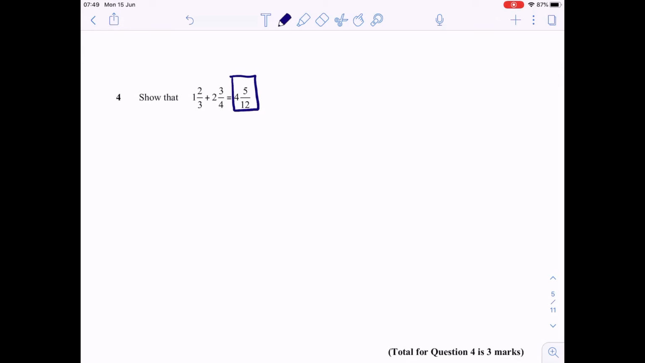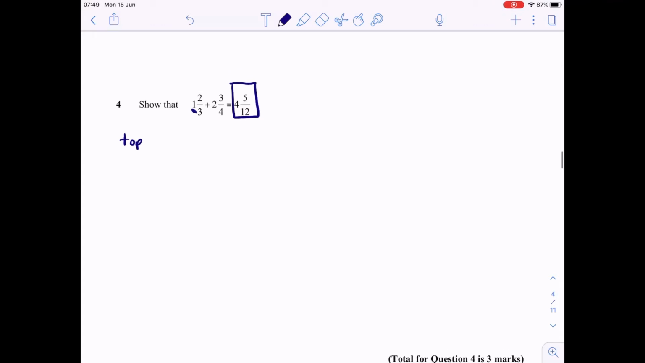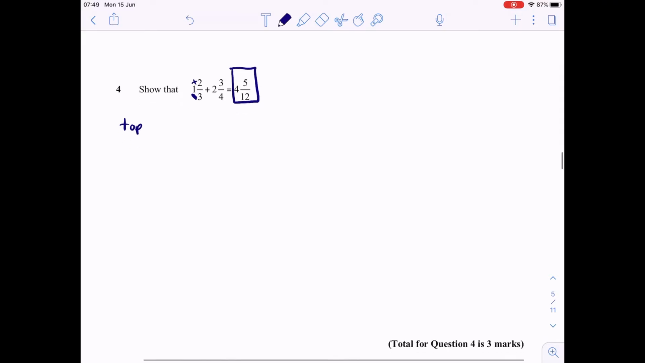But what this question is asking us to do is this calculation on the left. Now, because we can use a calculator to work it out, this has to be a show that question, because otherwise it would be too easy, because you could just type these numbers in on your calculator. So first things first, we need to make it top heavy, or an improper fraction. So 1 2/3, if I times 3 by 1 and then add the 2, this will give me 5. So 1 2/3 becomes 5/3.